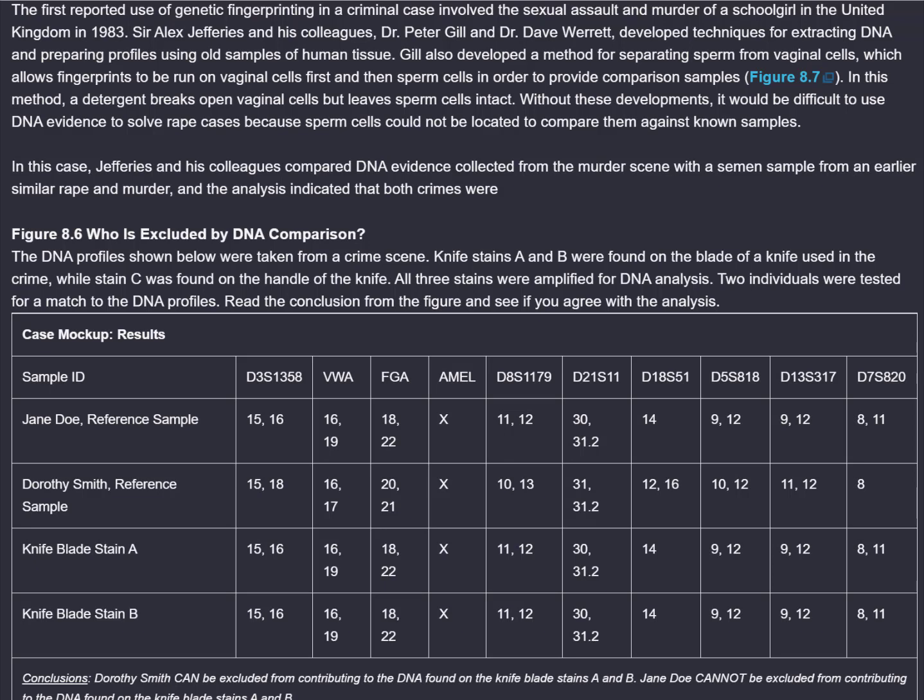Gill also developed a method for separating sperm from vaginal cells, which allows fingerprints to be run on vaginal cells first and then sperm cells in order to provide comparison samples, Figure 8.7. In this method, a detergent breaks open vaginal cells but leaves sperm cells intact. Without these developments, it would be difficult to use DNA evidence to solve rape cases because sperm cells could not be located to compare them against known samples.